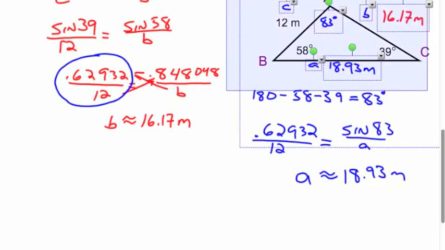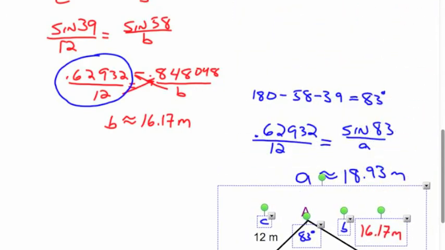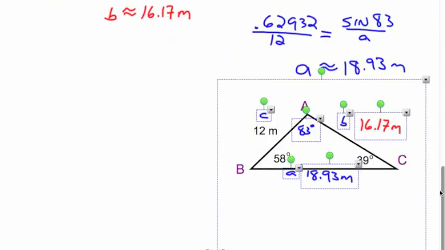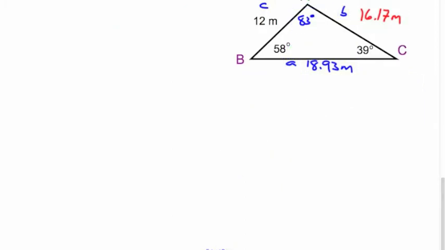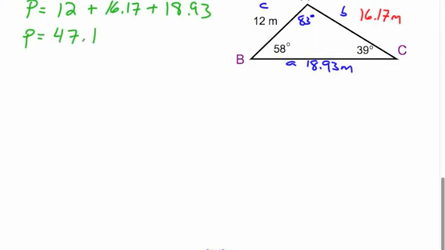All right, so now we actually have to find the area and the perimeter of this. Let's copy this and move it down out of the way here. Let's start with the perimeter. The perimeter is nice and easy. It's just all of these sides added up. So we've got 12 plus 16.17 plus 18.93. So our perimeter is going to equal approximately 47.1 meters. All right, nice and easy.